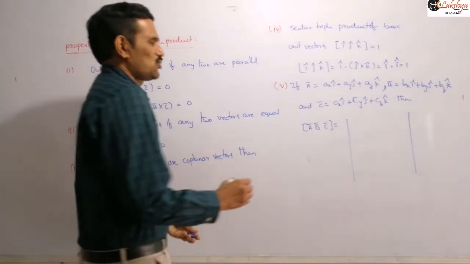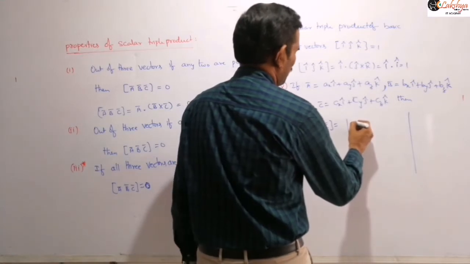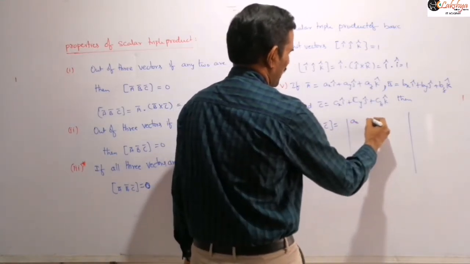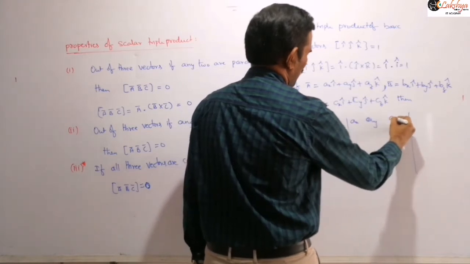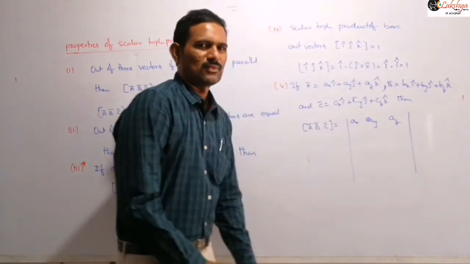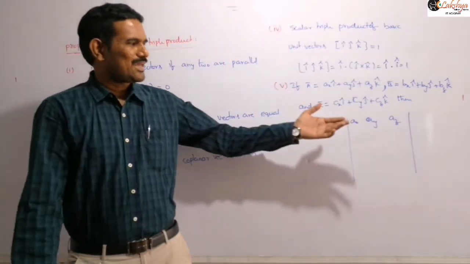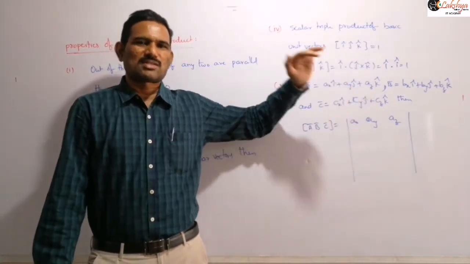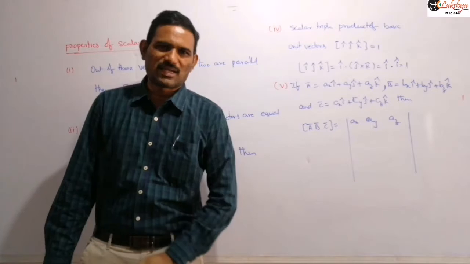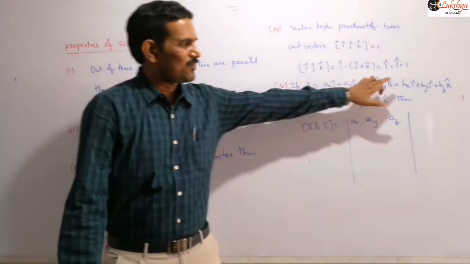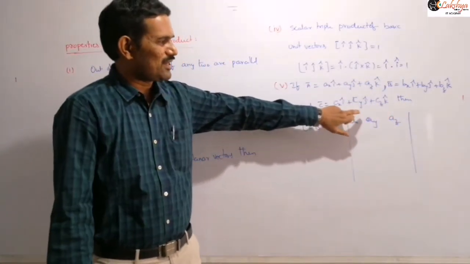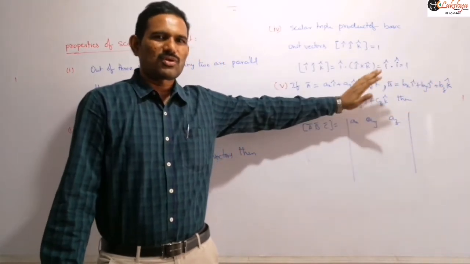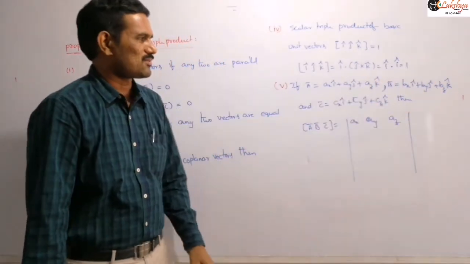The determinant of those three vectors means you can write it as: the first vector, I am taking the first components, ax, ay and az. Here the i cap, j cap and k cap terms are not there because we are going to find the scalar triple product. The scalar triple product of three vectors will give a scalar only. So when you are finding the determinant of these three vectors, we write only the coefficients of i cap, j cap and k cap along with the sign, but we don't write the i cap, j cap and k cap terms.